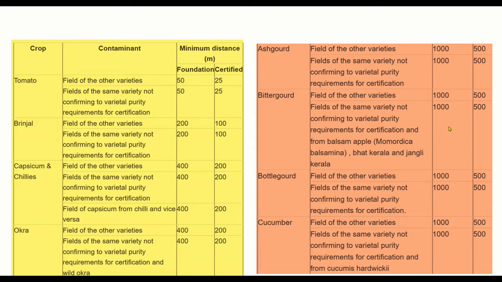And one thing we have to remember, one thing we have to notice in this is the difference in isolation distance for foundation seed and certified seeds, because the standard here is a little bit high for foundation seed, so we have to maintain a further isolation distance in case of foundation seed, and a little bit lesser distance for certified seeds.